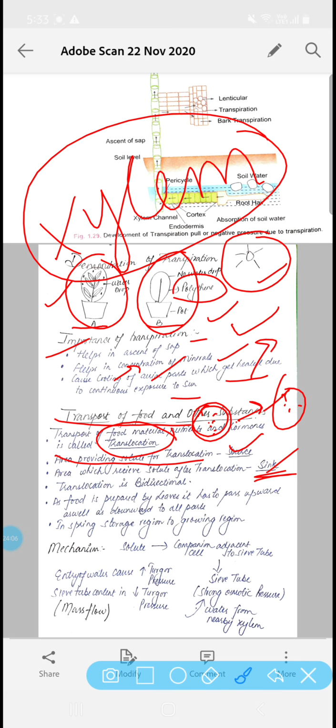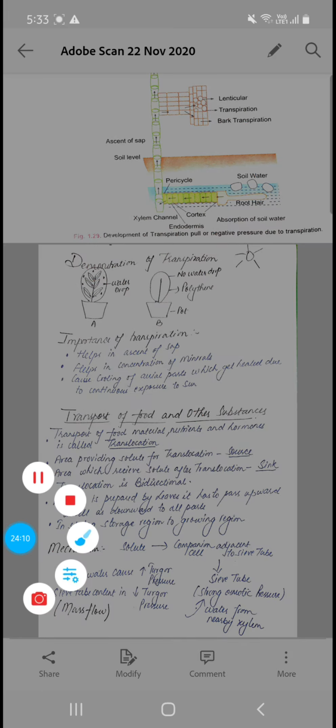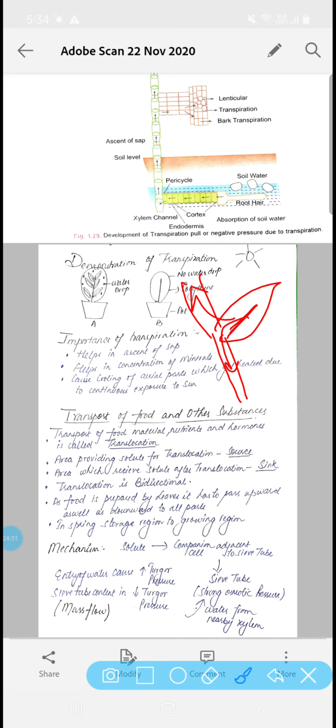Translocation is always bidirectional. How can you say that translocation is bidirectional? The leaf is preparing the food. Some part of the plant is beneath the leaf, and some part is above the leaf. So the leaf has to conduct the food in both directions, upward as well as downward. That's why the flow is bidirectional.